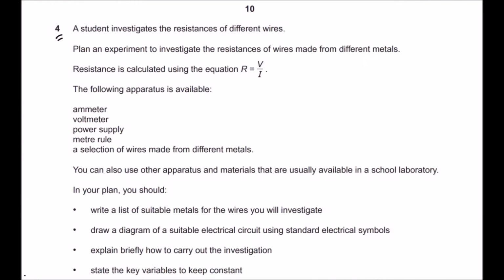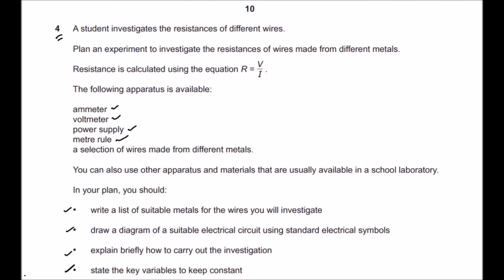Question number 4. A student investigates the resistance of different wires. Plan an experiment to investigate the resistance of wires made from different metals. Resistance is calculated using the formula R is equal to V by I. The following apparatus is available: ammeter, voltmeter, power supply, meter rule, and a selection of wires made from different metals. You can also use other apparatus and materials that are usually available in a school laboratory. In your plan, you should discuss these points.